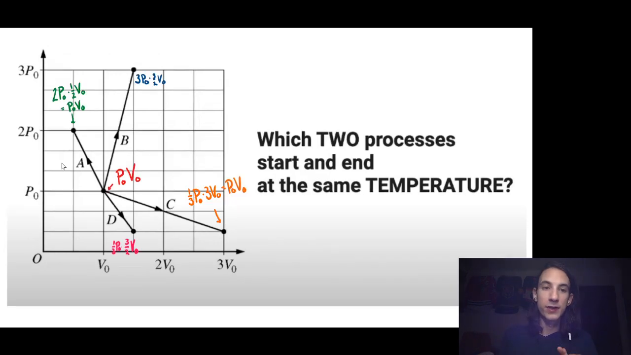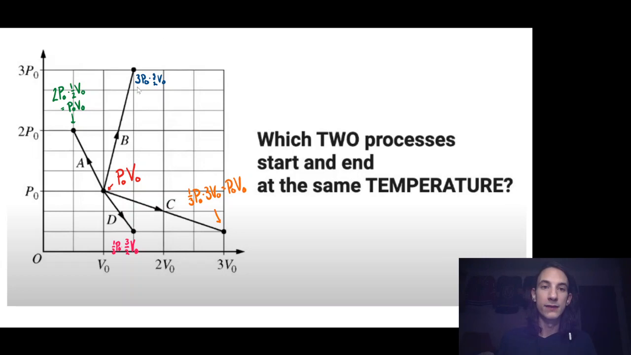So we can look and say, well, the starting thing starts at P naught and V naught. So which ones end at P naught, V naught? Well, if we look at A, it goes up to a pressure of 2 P naught. Because the pressure increases, the volume is going to decrease, and that goes down to 1/2 V naught. You say, oh, 2 P naught times 1/2 V naught is equal to just P naught V naught.